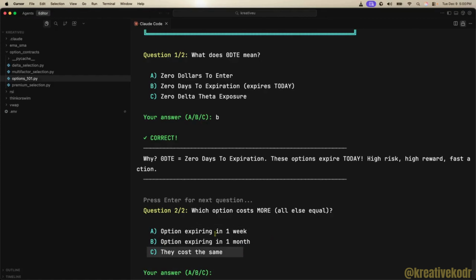Now let's think about this. An option contract that expires in 1 week, which one has greater theta decay, right? 1 week, right? So an option contract that expires in 1 week has greater theta decay, whereas with an option contract that expires in 1 month, you have more time for the option to work in your favor, right? And they don't cost the same. So we're going to go with B because we have 1 month. With 1 month, we have more time for the option contract to either go bullish if we're buying a call or bearish if we're buying a put, right?